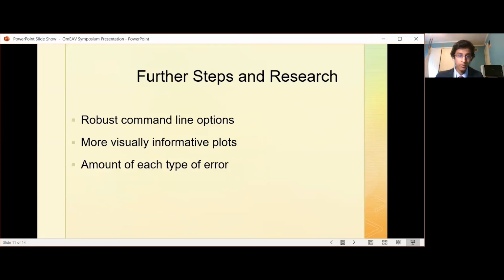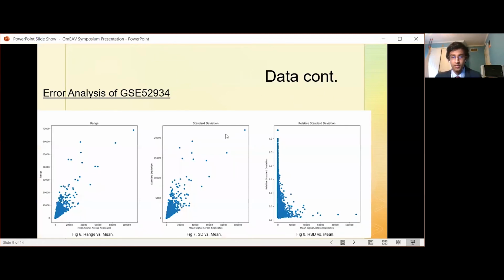Secondly, I'd like to add more visually informative plots. Right now, the graphs don't tell anything by themselves without having prior knowledge about this. I would like to add information visually that explains what I'm thinking and tells people that don't already know about it.